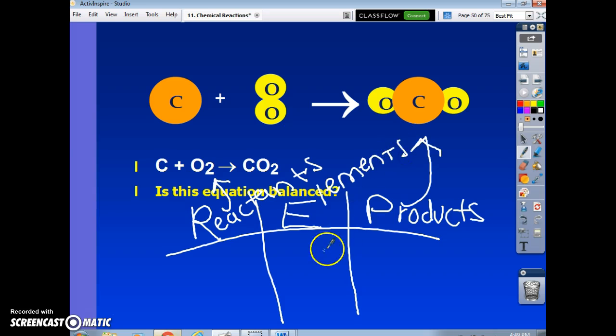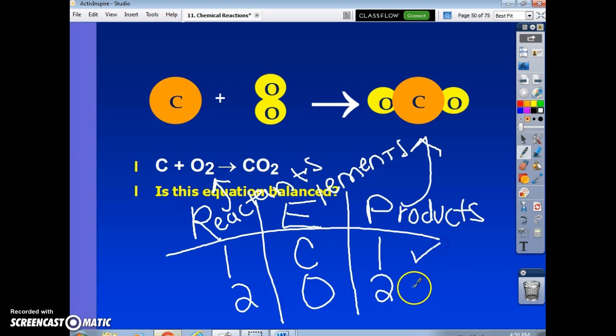So I'll say do a REP. First thing you do when you're doing a REP, list out all the elements that are in your equation. So here we've got carbon and oxygen. That's it. Then you go over here and on the reactant side under R, you list out how many of each. So how many carbons do I have? Just 1. And how many oxygens? 2. Same thing on the other side. How many carbons do I have? Just 1. And how many oxygens? 2. Check, and if they're the same, then it's considered to be balanced.